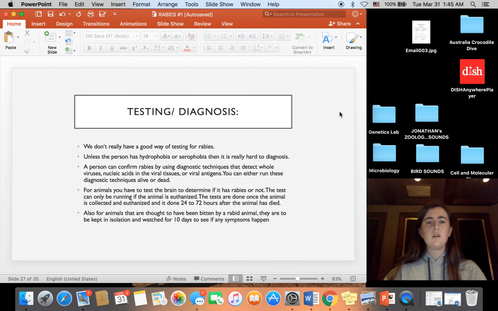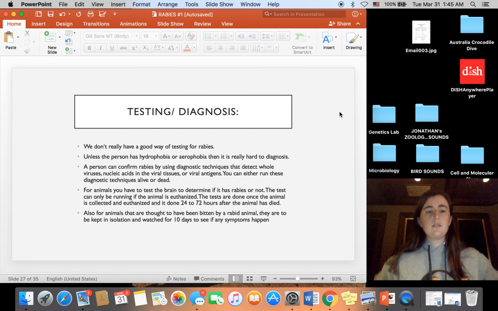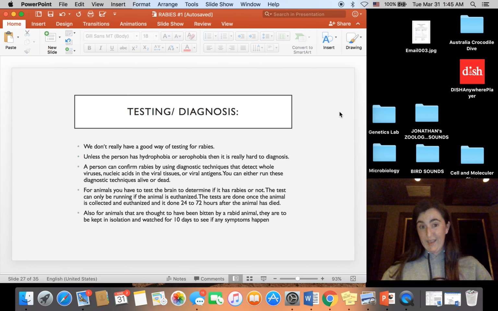For testing and diagnosis, there's not really a good way to test for rabies. There are some, but there's not really a great way. For humans, unless the person has hydrophobia or aerophobia, it's really hard to diagnose. A person can confirm rabies by using diagnostic techniques that detect whole viruses, nucleic acid, and viral tissues or viral antigens. You can run these diagnostic techniques alive or dead. That's one way for humans.